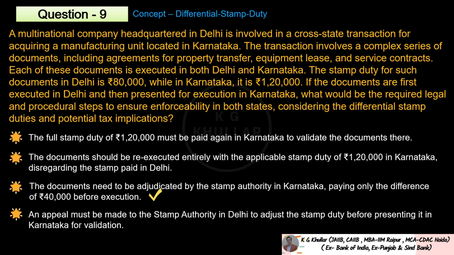Now in our case, since the document is first executed in Delhi, the difference of rupees 40,000 should be paid in Karnataka before the execution. Additionally, the document should be presented to the stamp authority in Karnataka for adjudication, ensuring it complies with legal requirements in both the states. So the correct option for the given question is option C.